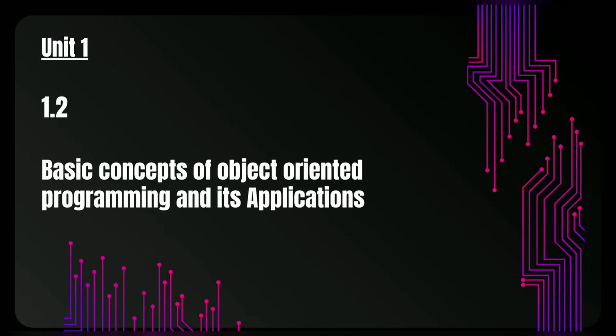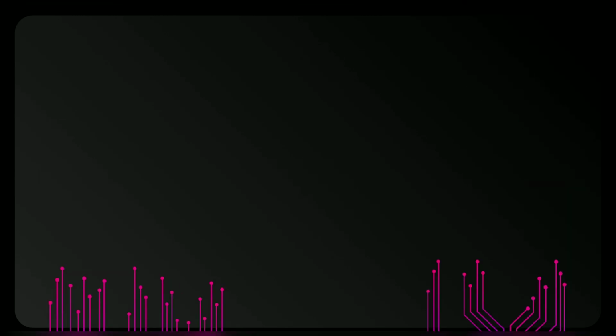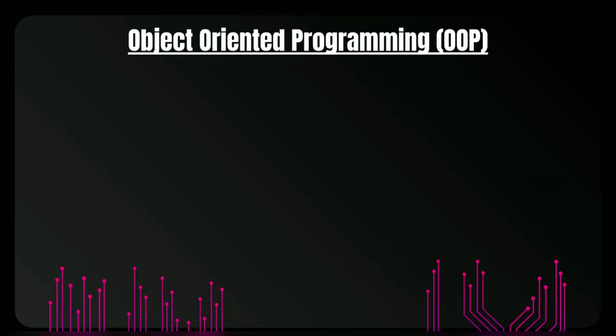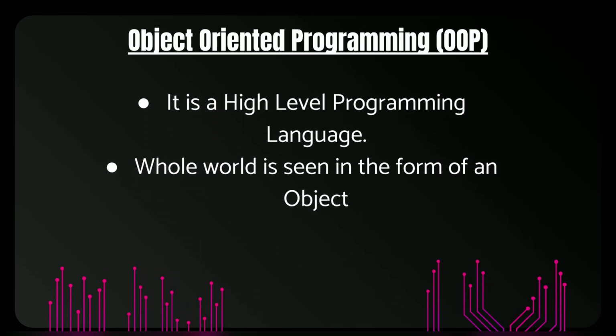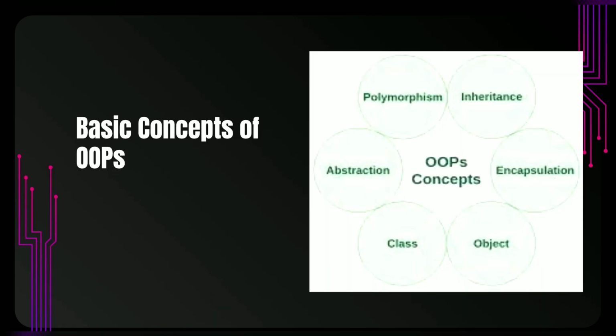We are going to continue with the next part of unit number 1, that is basic concepts of object oriented programming and its application. As we have already discussed, object oriented programming is a high level programming language and the whole world is seen in the form of an object. The basic concepts are class, object, abstraction, encapsulation, inheritance, and polymorphism.